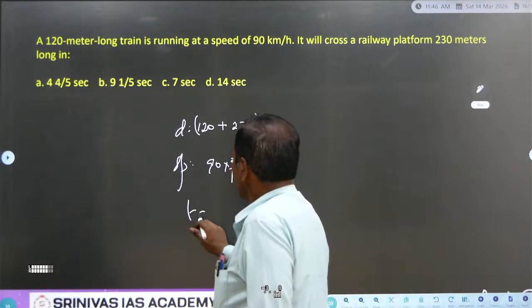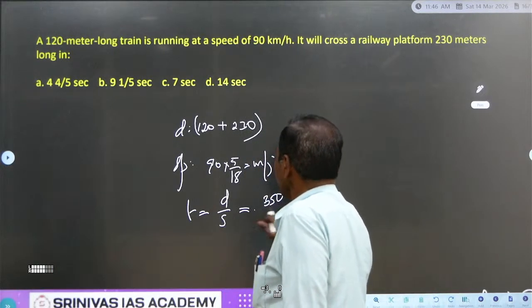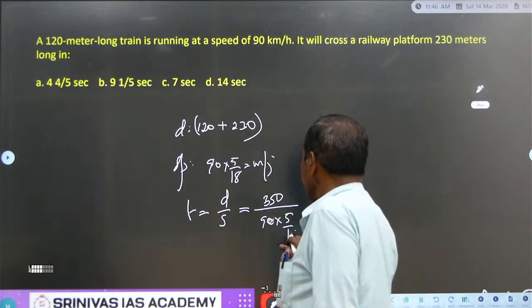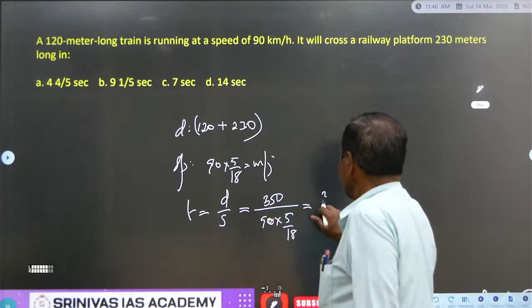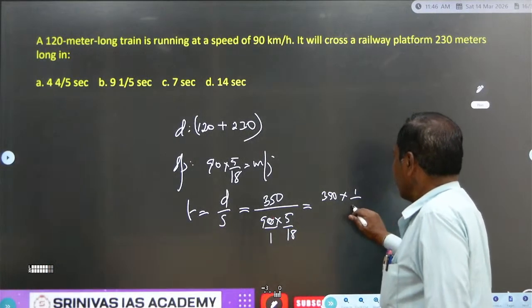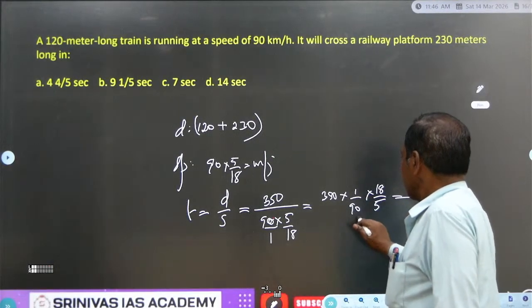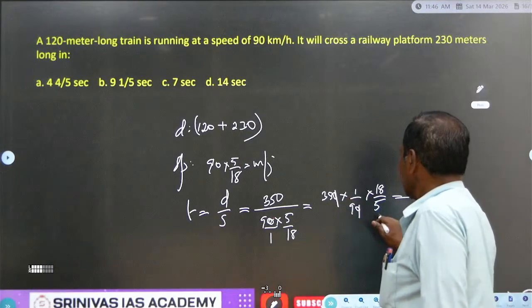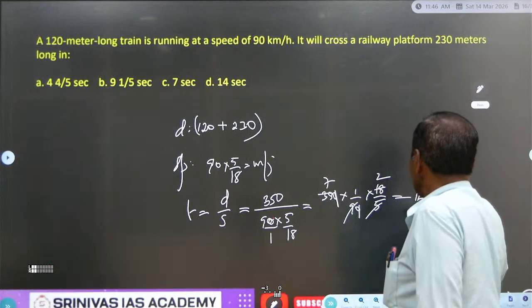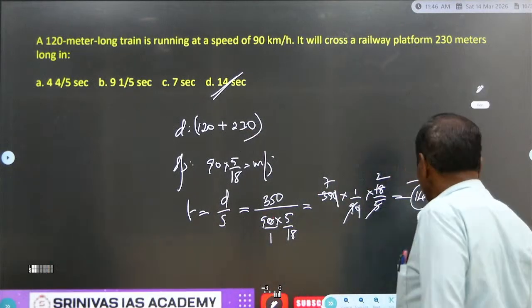What is the time taken? Time is distance by speed. The distance is 350 by 90 into 5 by 18. Now you can reduce the work straight away: 1 by 90 into 18 by 5. The 0 and 0 get cancelled. 9 ones are 9, 9 twos are 18, 5 1s are 5, 5 7s are 35. It means 14 seconds. Very simple things, that's all. Okay.